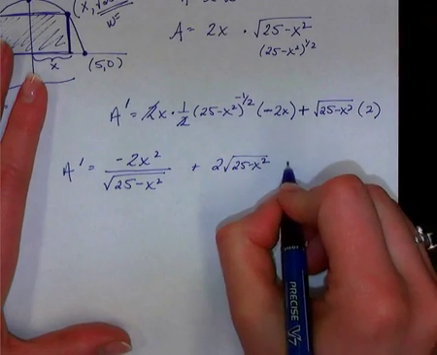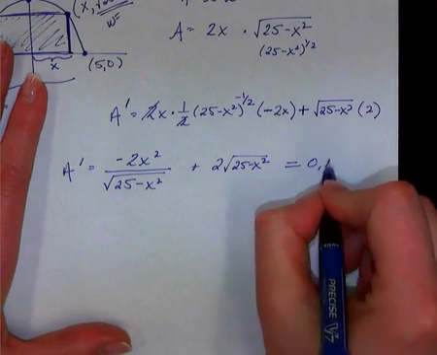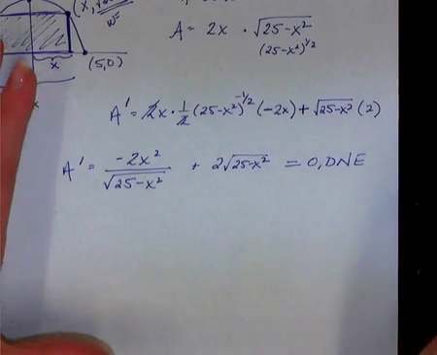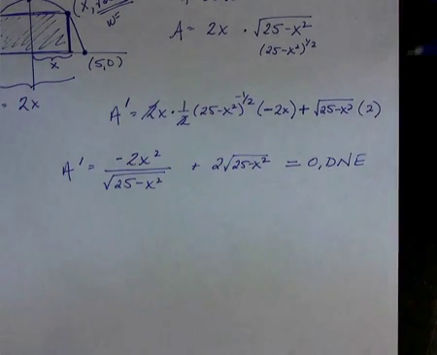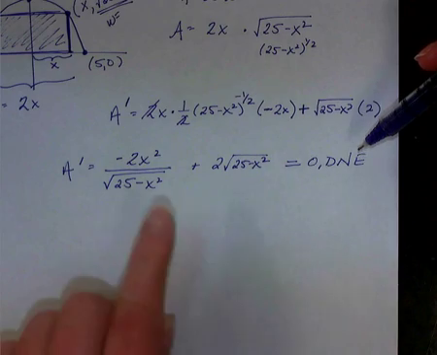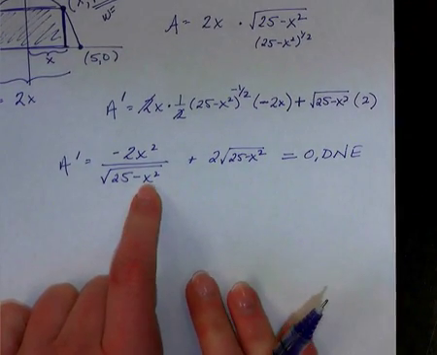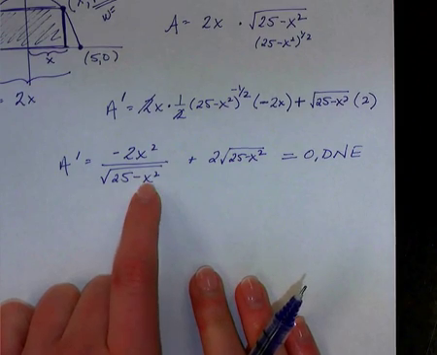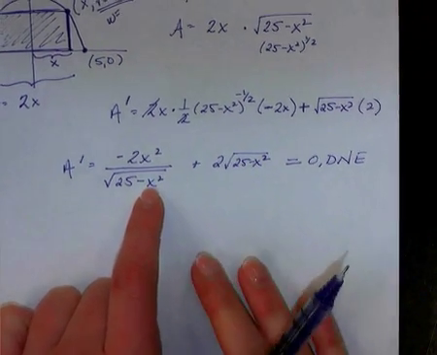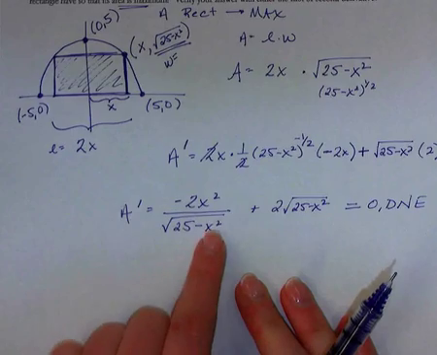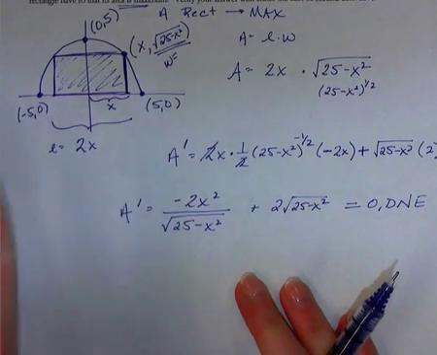I want to know, when does my derivative equal 0 or DNE? If we think about this, the derivative will be DNE when the denominator is 0. What's going to make my denominator 0? 5 or negative 5, okay? Now, looking at my picture, does it make sense that it's not going to be an answer?